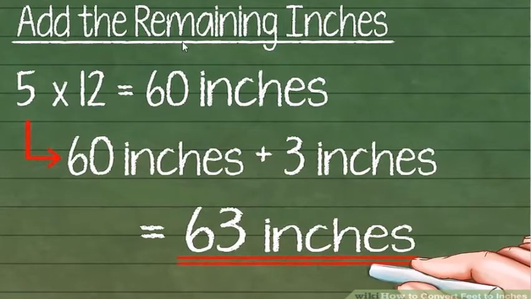Okay, add the remaining inches. Now add the leftover inches from the beginning to the answer you just got. This gives you your final answer in inches, so don't forget the label. In the example problem, finish finding your height in inches like this. 5 multiplied by 12, so the answer is 60 inches. So this 60 inches plus 3 inches is 63 inches, right?